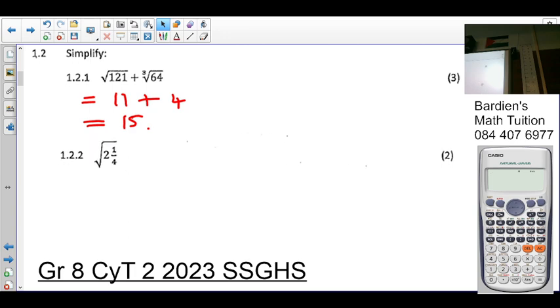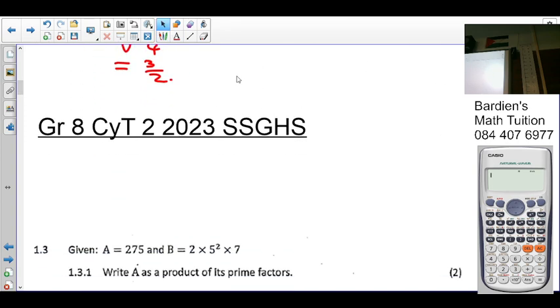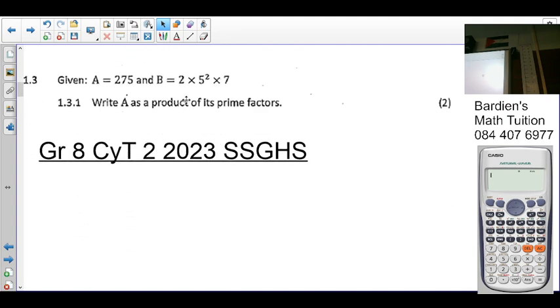1.2.2. So what needs to be done first? Must change it to an improper fraction. Okay. So this can be written as 4 times 2 is 8 plus 1 is 9. So 9 over 4. What's the square root of 9? 3. What's the square root of 4? 2. Okay, any confusion there? I'm a bit confused today.